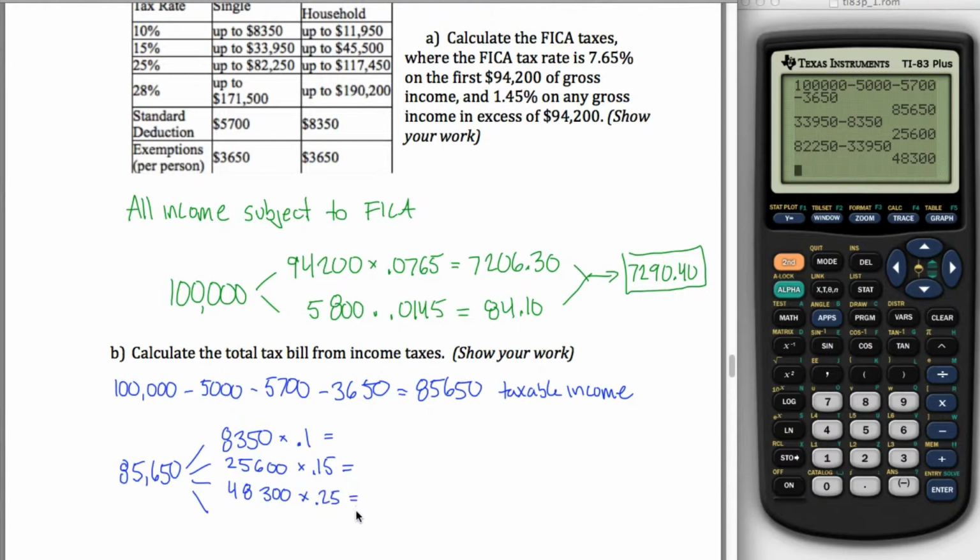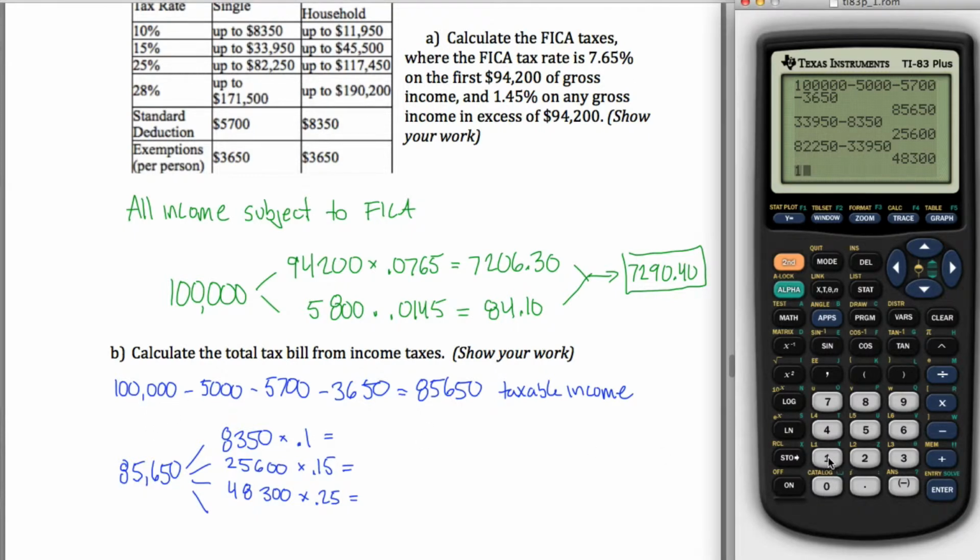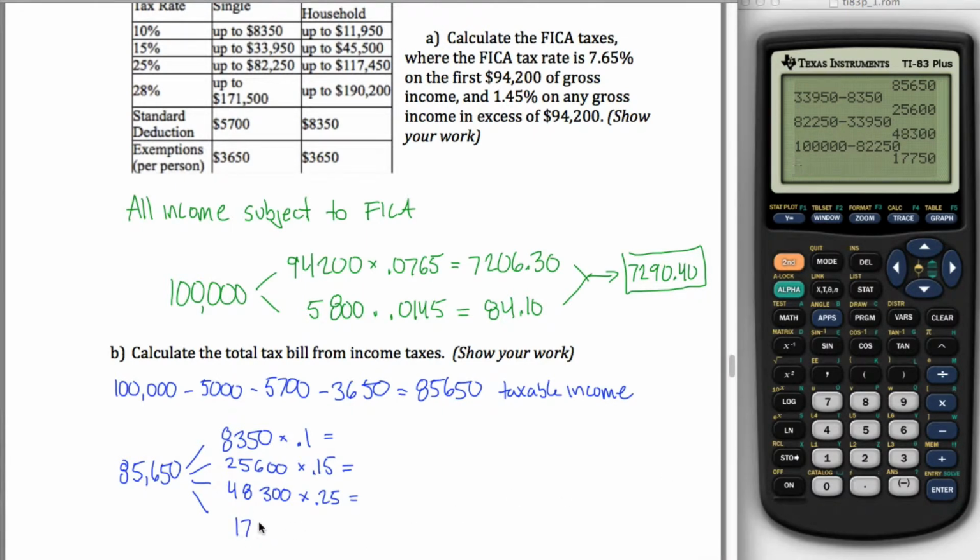But that's still not all my money, right? That's just the first $82,250. I made $100,000. I didn't, but somebody did. So there's still money that needs to get taxed. The $100,000, a lot of it's already been taxed. Specifically, $82,250 has already been taxed. So that remainder, that $17,750, still needs to be taxed. It's going to be taxed at the 28% tax rate. So this is how all my money is getting taxed.